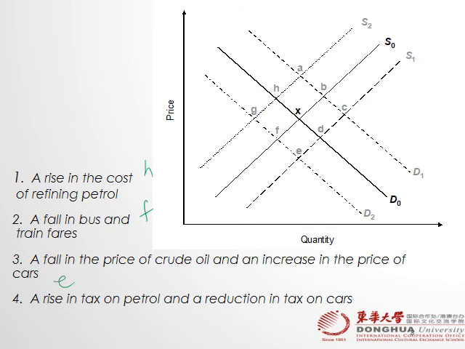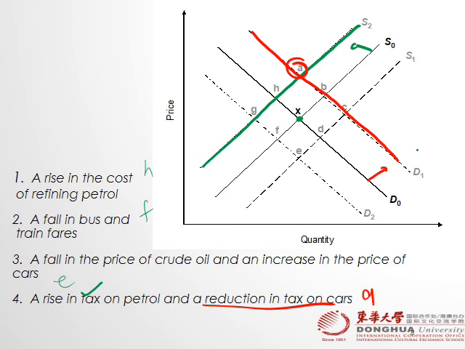Similarly, four is a rise in the tax on petrol. What happens when the petrol tax rises? A tax rise causes supply to decrease. So from X, supply shifts to the left here. And a reduction in the tax on cars: people will buy more cars and so more petrol. It means demand shifts to the right, that is here. Now we have a new equilibrium, that is A, right?